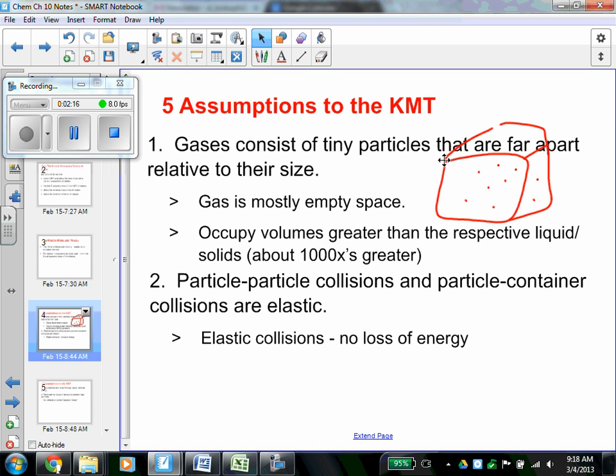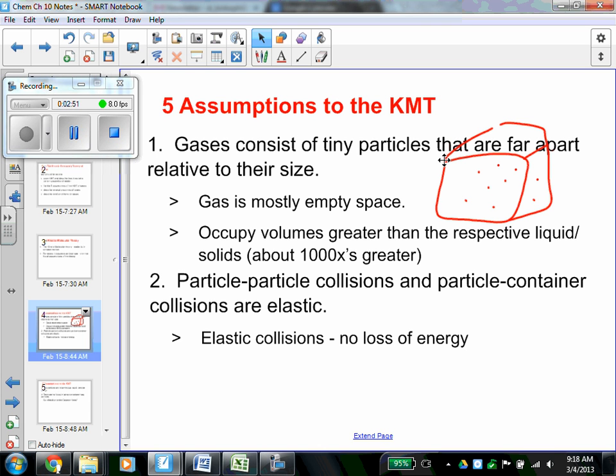So if I were to take gases and I were to condense them down to a liquid form, the gas is 1,000 times bigger in volume than it would be as a liquid. Okay, so now this is under same temperatures and pressures and stuff like that. So if I were to have gases condensed down to a liquid under the similar conditions, gases would be 1,000 times bigger in three-dimensional volume than their respective liquids would be. Okay, so that's the first assumption. So gas particles are very tiny and they're very far apart relative to their size.